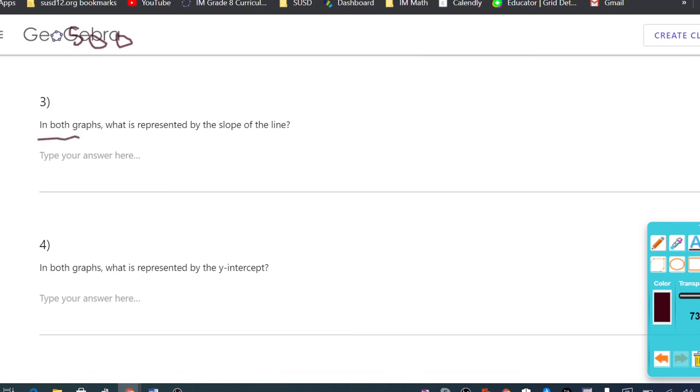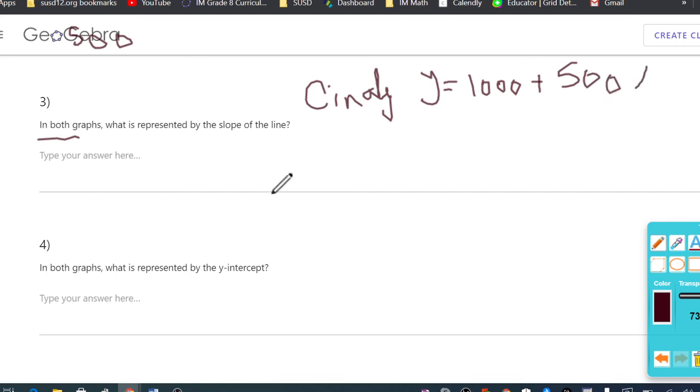In both graphs, what is represented by the slope of the line? On my graph, let me write my equation again. My equation was y equals, oh, not 500, it was 1,000. I had $1,000 in the bank before earning YouTube money, plus $500 a month in earnings times x numbers of months. The slope of my line was 500.